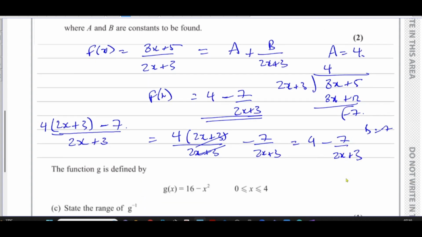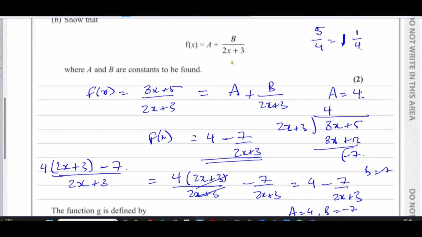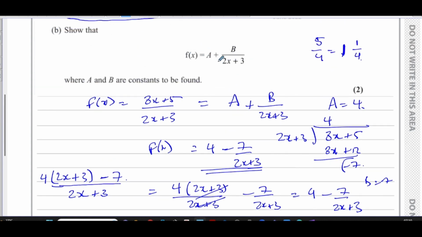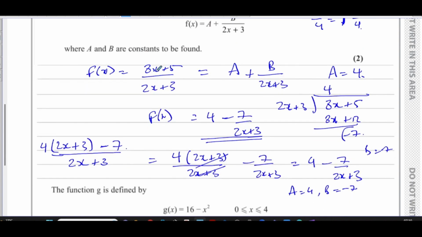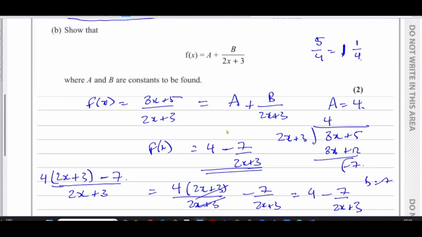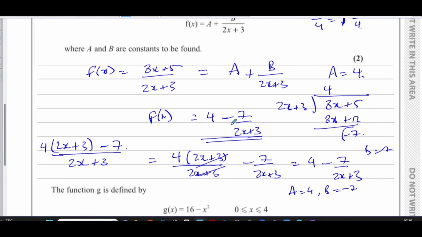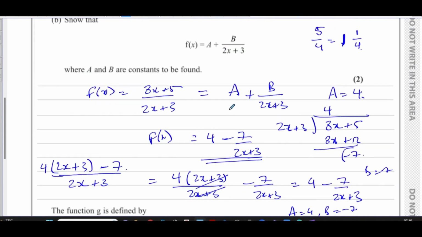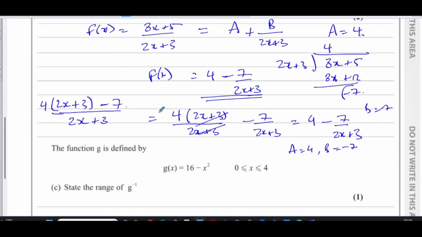So we have basically done the same thing. We found the values of a and b. a is 4, and b is negative 7, and we've written it in this form where it's now a mixed number instead of an improper fraction. So it's an algebraic mixed number instead of an algebraic improper fraction. So that's how we can answer B. There's a couple of different ways I've shown you how to do that. I personally like to rewrite the numerator when it's something simple like this. Okay, so now for part C.